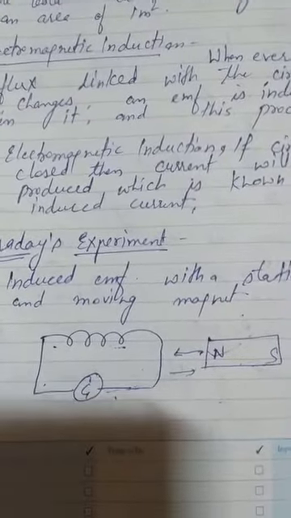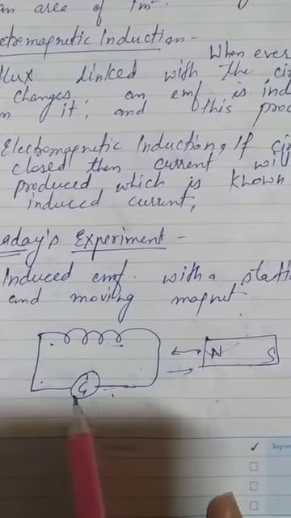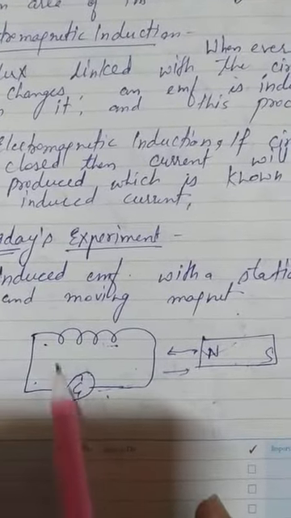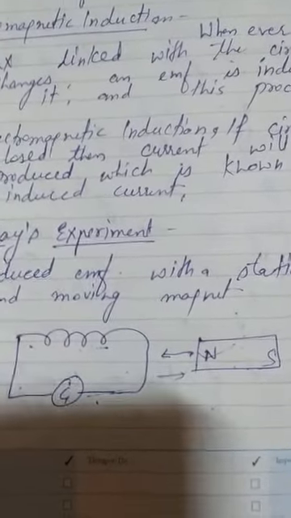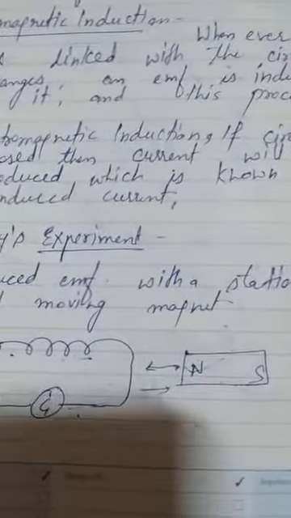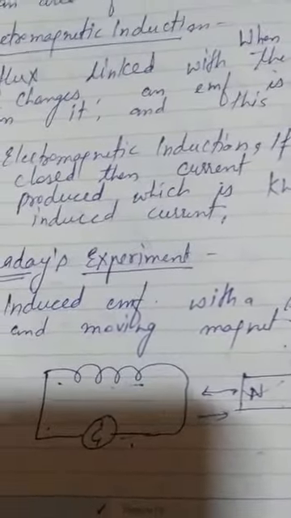Otherwise there is no current flowing, because the coil is not connected to any battery. It is free from current; the coil is only a conductor. But as we change the magnetic flux, current will be induced. That current is known as the induced current.